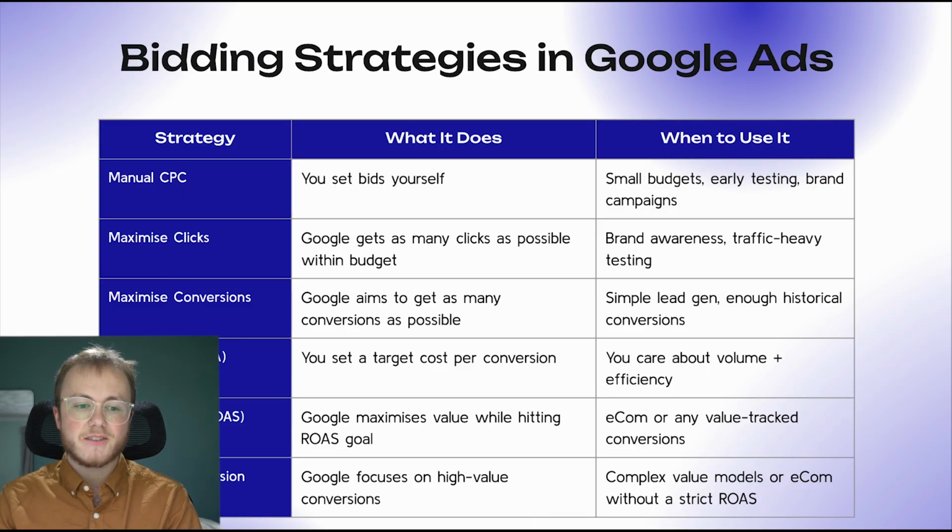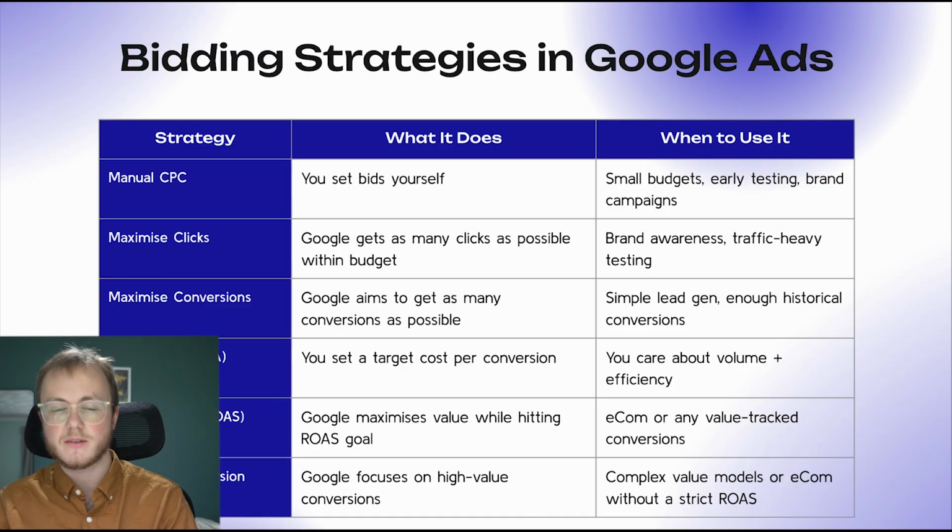After that, you get target ROAS and maximize conversion value. Now these are what Google calls value-based conversion strategies. So these actually take in the value of a conversion on your website. So if you make £20 a sale, this will pull into Google Ads and it will know that a conversion is £20, or that conversion was £20.